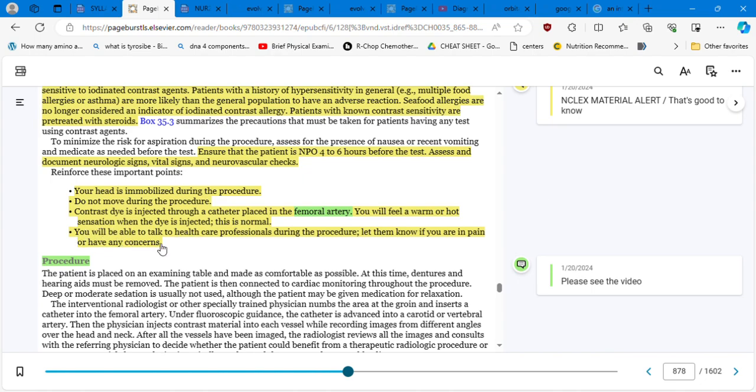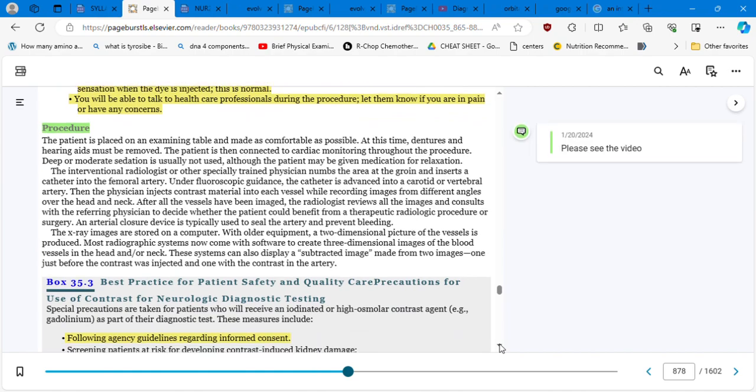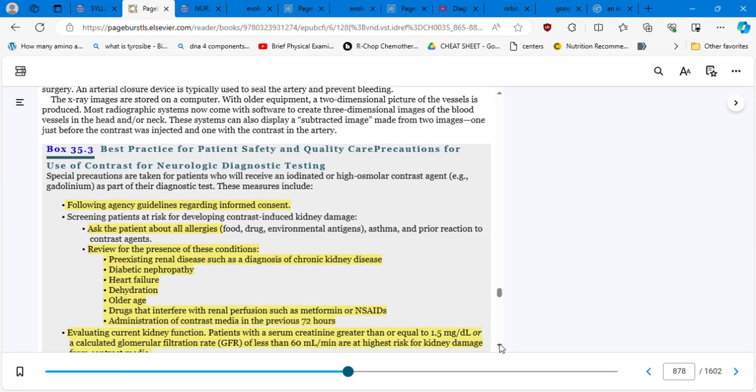You will be able to talk to healthcare professionals during the procedure. Let them know if you are in pain or have any concerns, even though the patient is going to receive some anesthetic, okay? So the procedure, please see the video, watch the video.